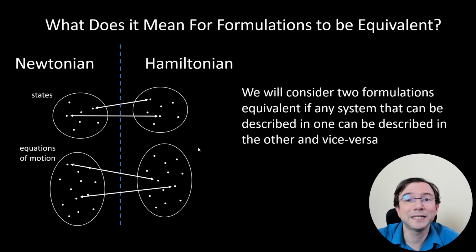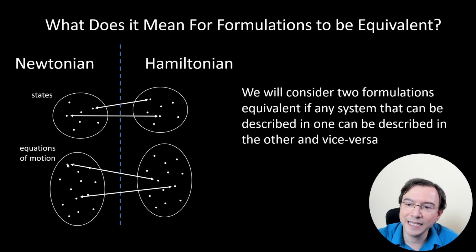Okay, so what does it mean for formulations to be equivalent? Well, for me, it means that two formulations are equivalent if any system that can be described in one can be described in the other, and vice versa. So, for example, suppose that we have Newtonian mechanics and Hamiltonian mechanics, then we must be able to take any state in Newtonian mechanics and map it to a state in Hamiltonian mechanics.